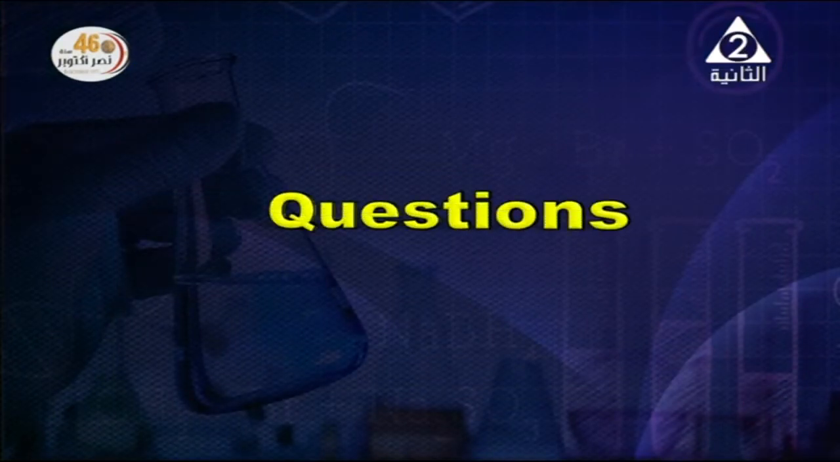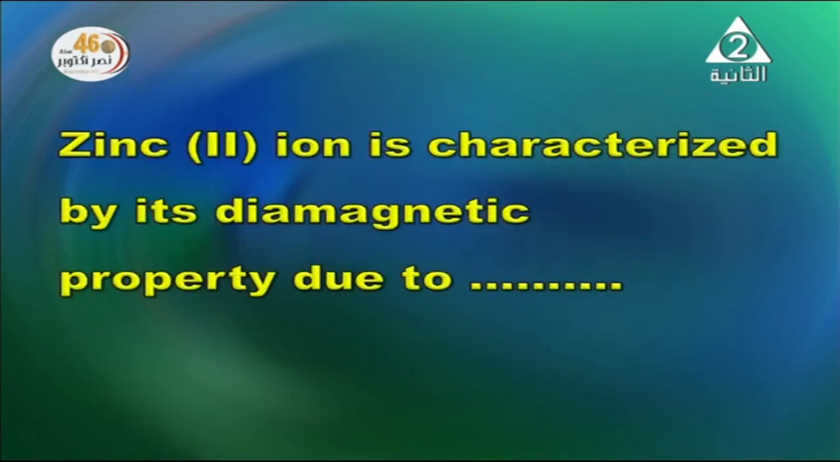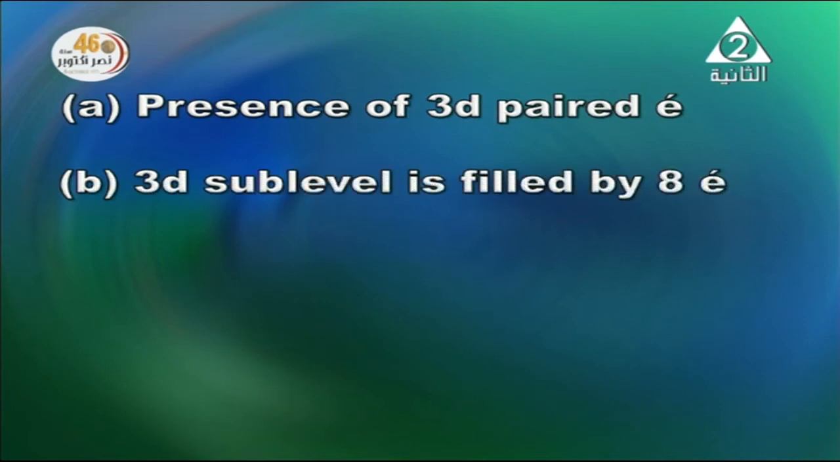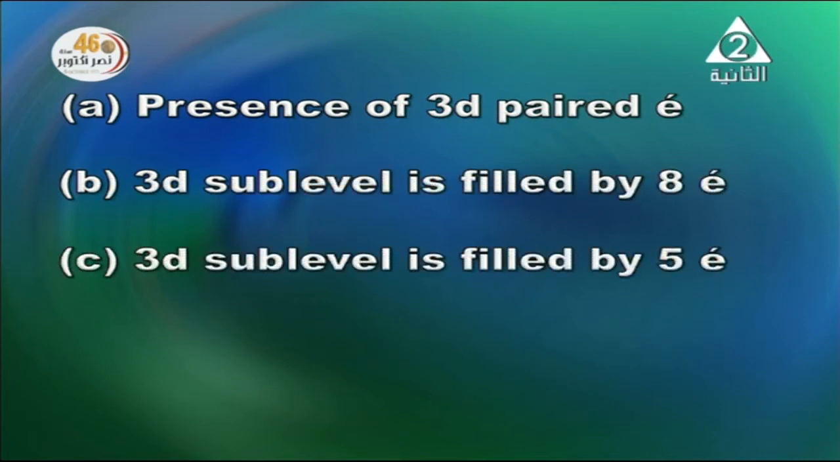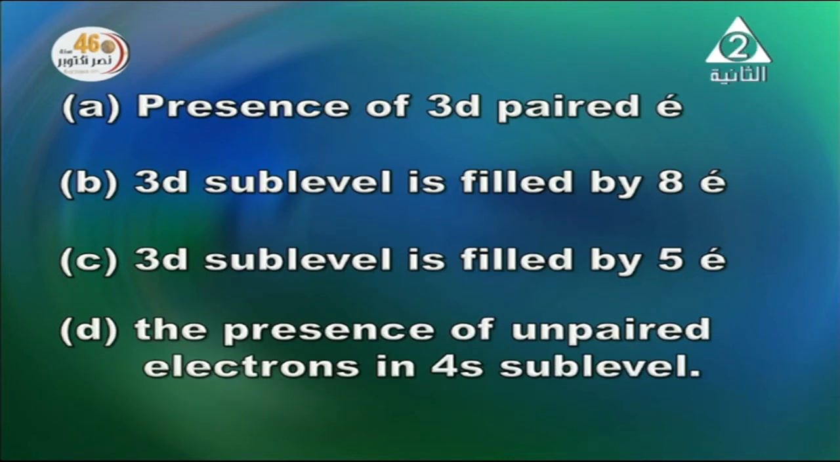Now, my dear students, we are going to discuss some questions on this episode. Choose the correct answer. Zinc 2+ ion is characterized by its diamagnetic property due to what? Presence of 3d paired electrons. 3d sublevel is filled by 8 electrons. 3d sublevel is filled by 5 electrons. The presence of 4 unpaired electrons in 4s sublevel. If you think about it, my dear student, you will find the answer is the presence of 3d paired electrons.